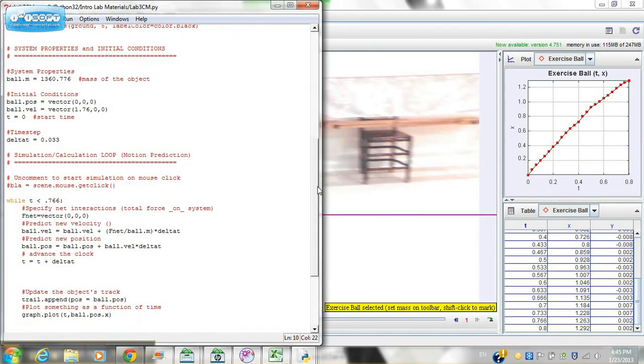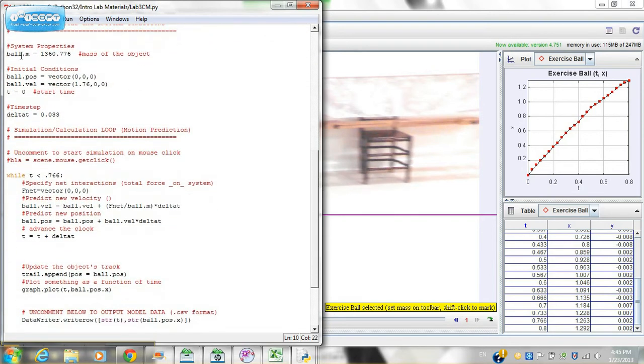we have it set up here, and I got the ball mass. I took the ball's mass, and it was about 3 pounds, so that's about 1,300 grams, a little bit more, as you can see. I started the ball at the origin, and so the position is 0 initially. The ball velocity I calculated at 1.76 meters per second, and I stopped it at 0.766 seconds.